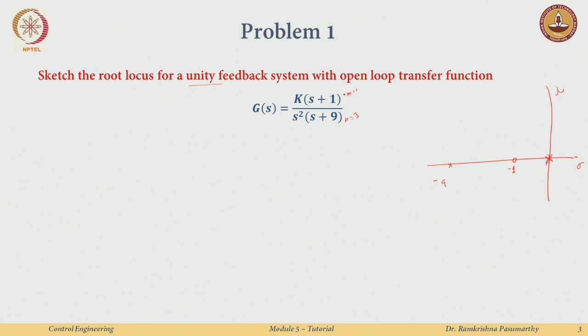So first, like step 4, we need to find out sigma a, the centroid point of the asymptotes. That is just: you get -9, and then the zeros are here, minus of -1, over n minus m, which is 2, so this will be -4. So somewhere here is my centroid point, again not drawn to scale.